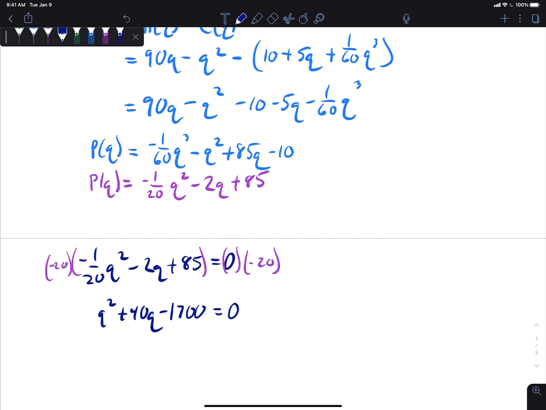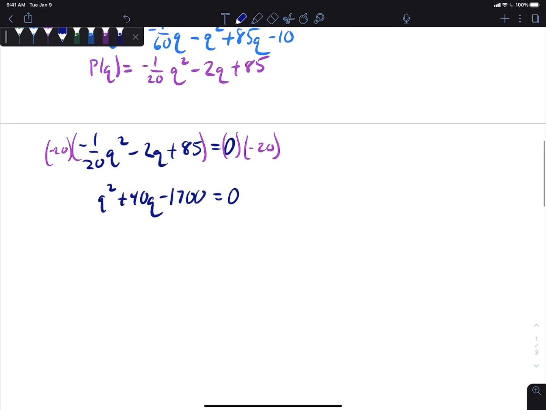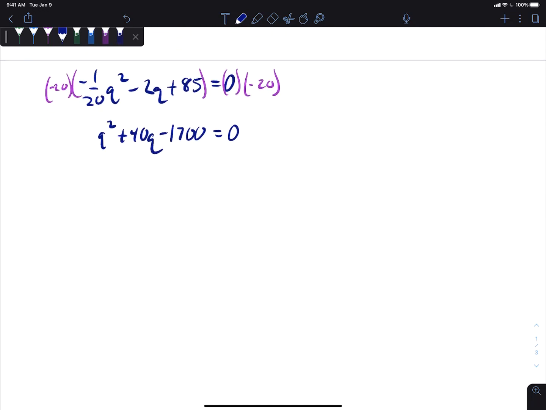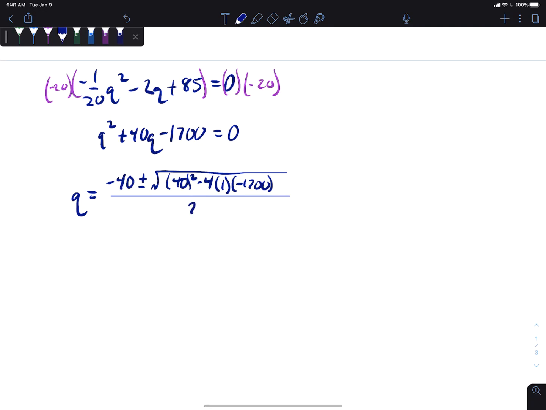All equal to 0. My recommendation is probably to go ahead and just use the quadratic formula. So Q would be negative B plus or minus the square root of B squared minus 4 times A, which is 1, times C, which is negative 1,700. And then all over the denominator of 2 times 1, which is 2. Good.